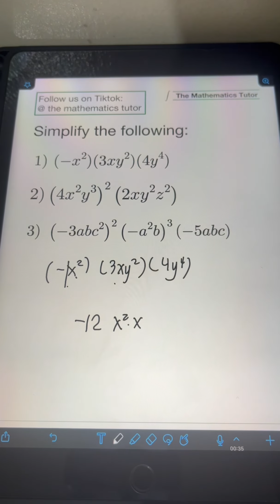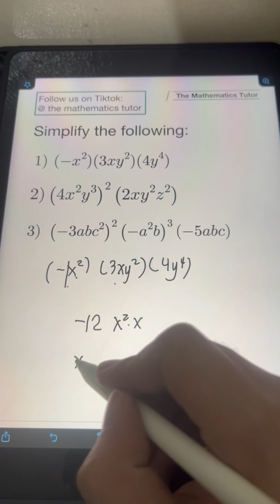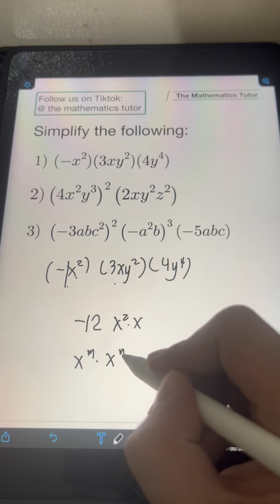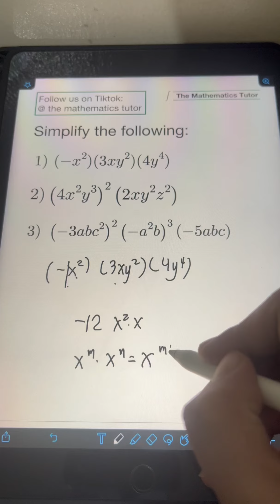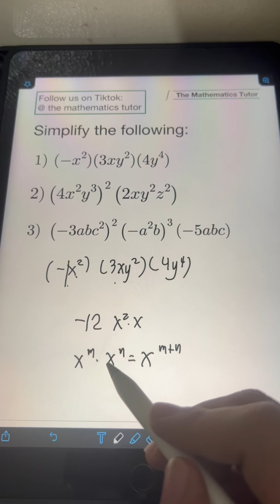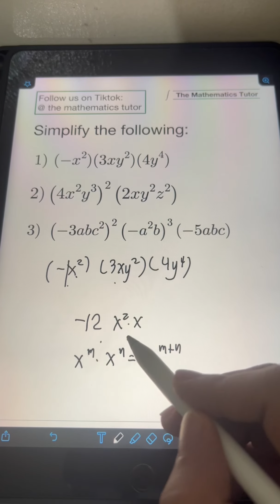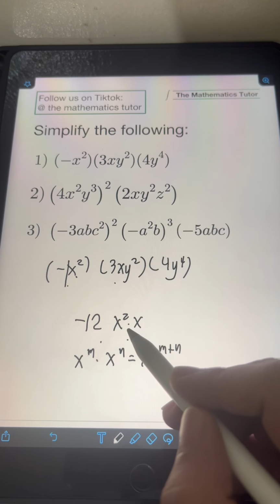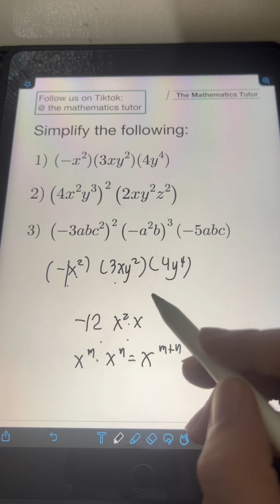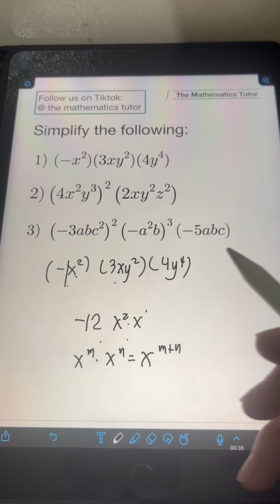Here we can apply the law of exponent: x raised to m times x raised to n is equal to x raised to m plus n. So when we're multiplying powers of the same base, we simply copy the same base and add the exponents. Doing the same with this problem, we have x squared times x. By the way, this x has an invisible exponent of 1.